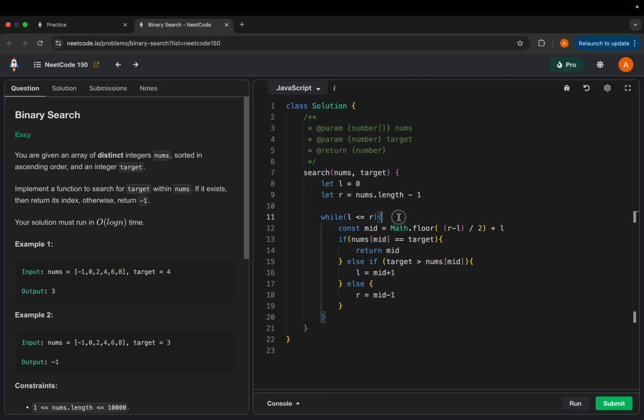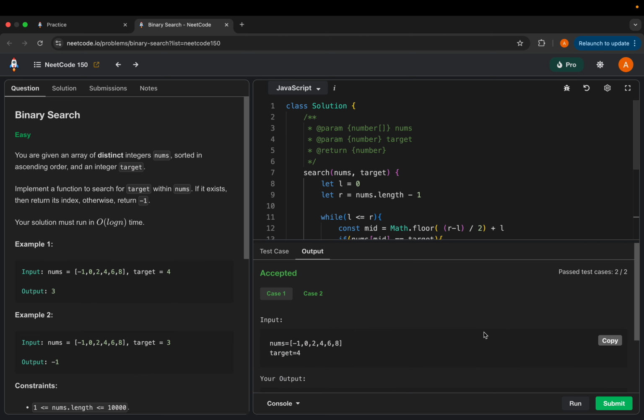Okay, and once this loop is done and we have never encountered mid, then this means we have not found our answer, so return -1. Let's run, submit.